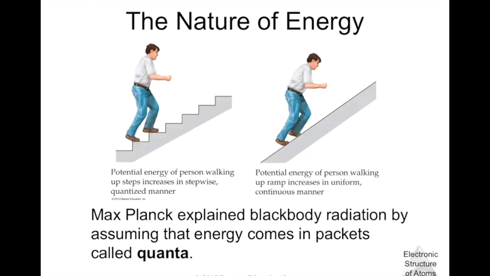So the first problem, the black body, was explained by Max Planck. He came up with this in 1901, and he assumed that energy comes in packets called quanta. So that's why the black body radiation would start off maybe as orange, and as you pass a certain threshold, you jump to the next quanta of energy, and then it turns into a different color of light being emitted. A lot of people like to think of quanta as going up in steps, as opposed to walking up an incline.